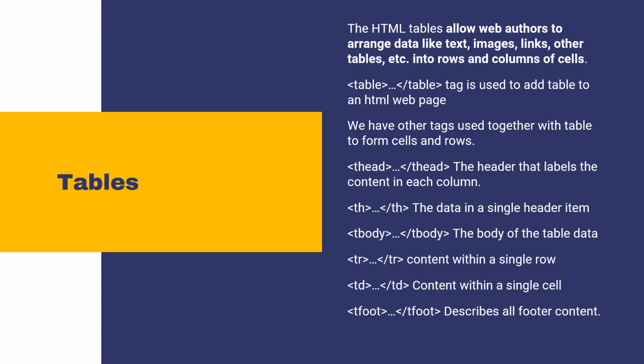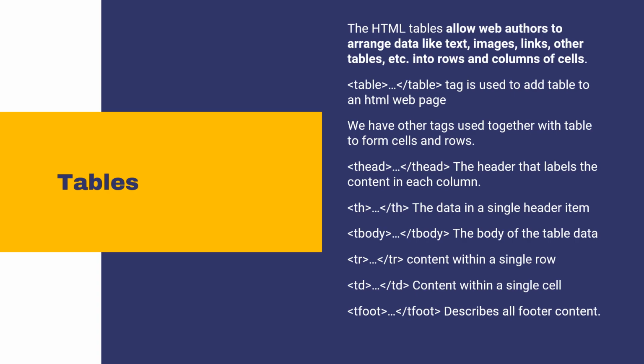The book is divided into cells. We have columns, we have rows. That's an example of a table. So tables are majorly used to organize our data in our website, to make our data look neat and good. Like back then in the olden days, before we came up with div and the likes, we used tables even to organize the whole website to make it look good. So HTML tables allow web authors to arrange data like text, images, links, other tables, etc. into rows and columns of cells.